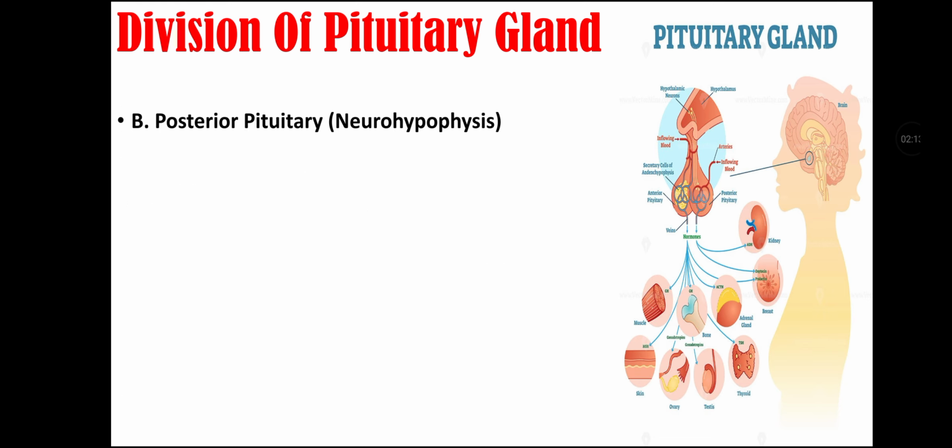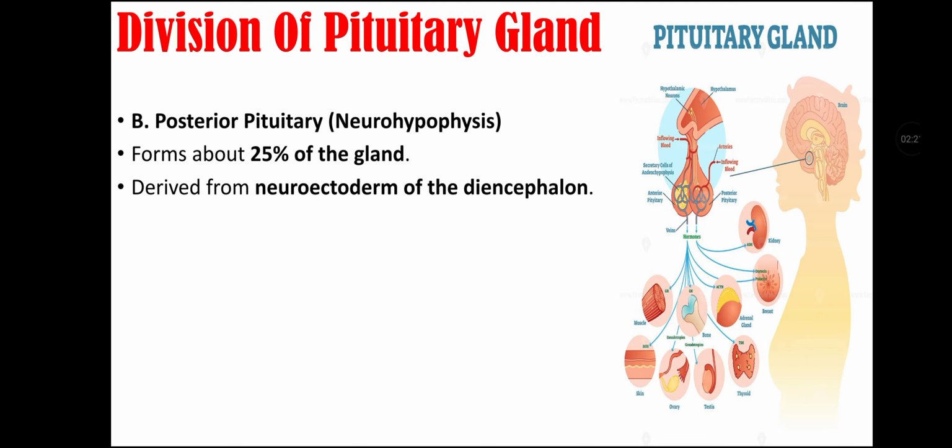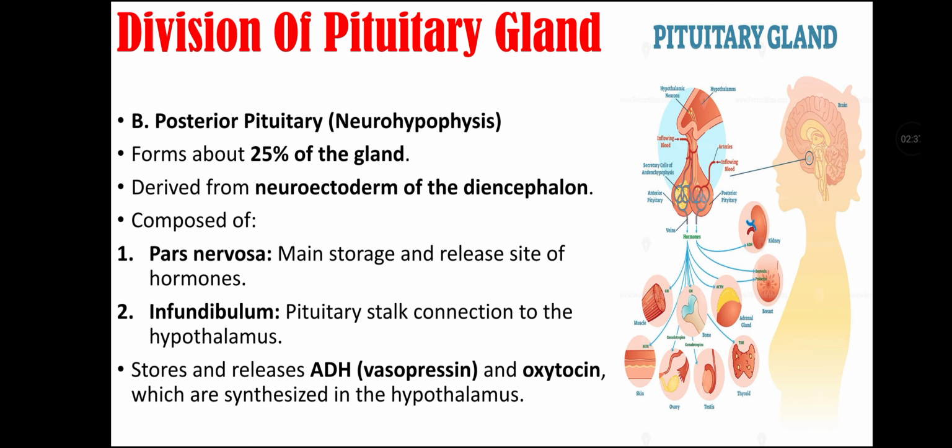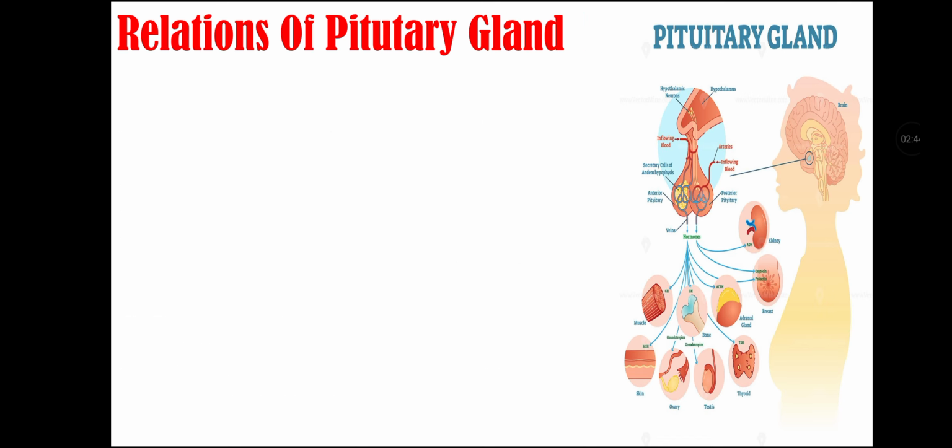Next part of pituitary gland is posterior pituitary, that is also called neurohypophysis, that forms about 25% of the gland. It is derived from neuroectoderm of diencephalon and it is composed of pars nervosa and infundibulum. Pars nervosa is main storage and release site of the hormone, and infundibulum is pituitary stalk that connects to the hypothalamus. It stores and releases ADH, also called vasopressin, and oxytocin, which are synthesized in hypothalamus.